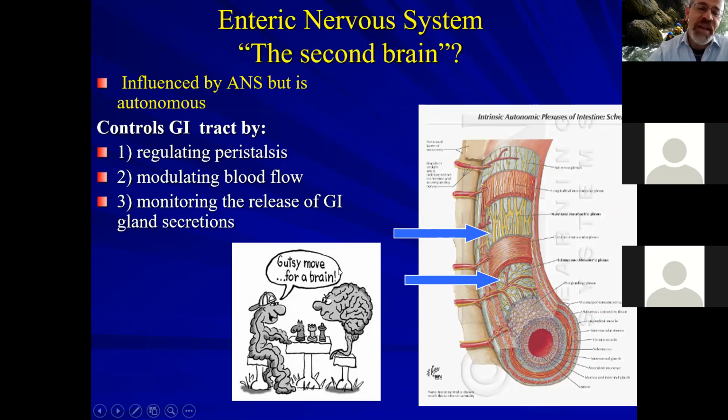This is something I thought was kind of funny. I found this cartoon. Here's the intestine, here's the brain, and it's like a gutsy move for a brain. Little humor there. Or at least my attempt at it.